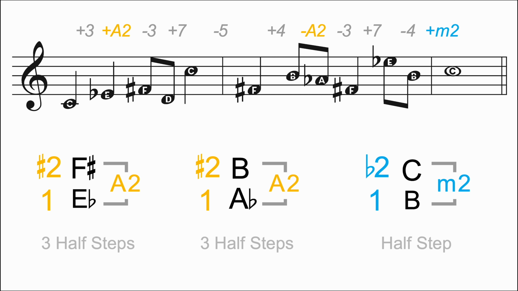So that E flat to F sharp, right? That's 3 half steps, right? So the E flat to F natural would be major. One step higher than major gets us to augmented.